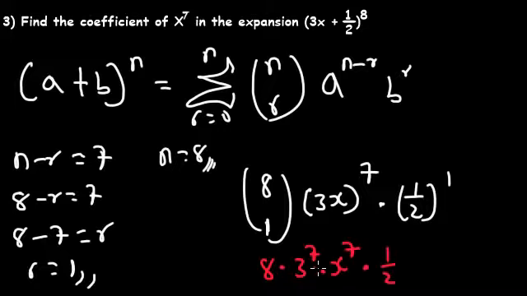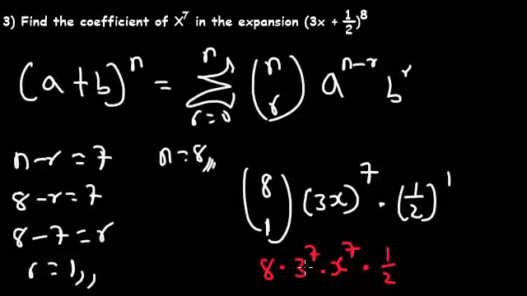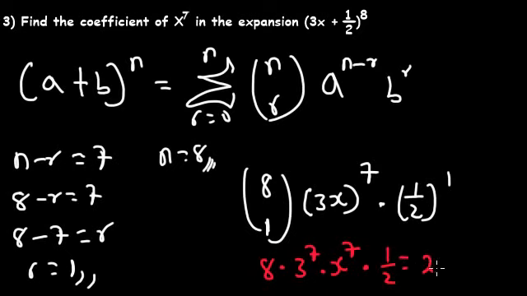So we just need to compute this value. So what exactly is 3 raised to the power 7? To get that, I need to use my calculator. So 3 raised to the power 7, I got 2,187. So therefore we now have, we have times 8 first. That becomes 8 times 2,187 times x raised to the power 7 times half.